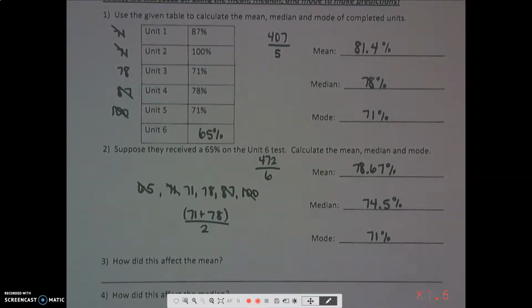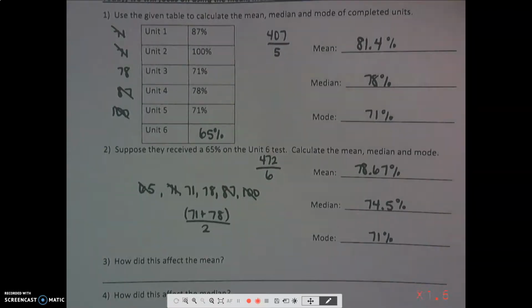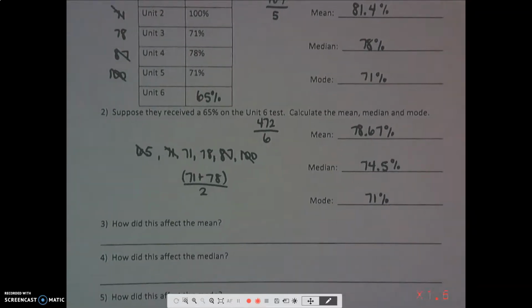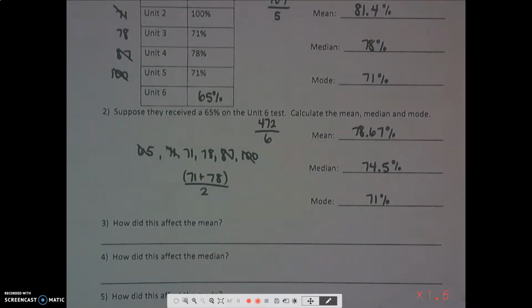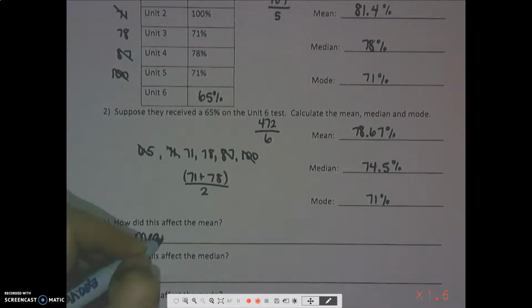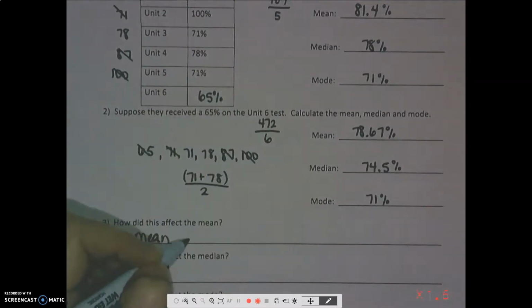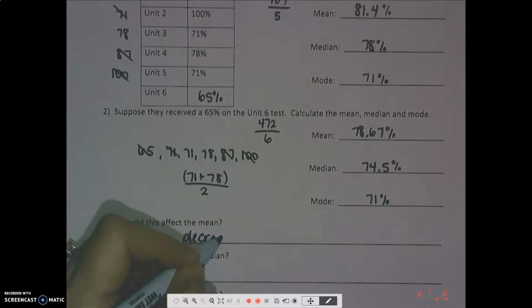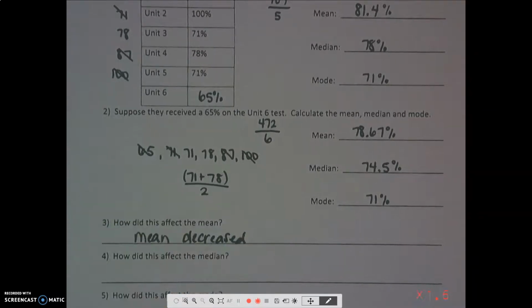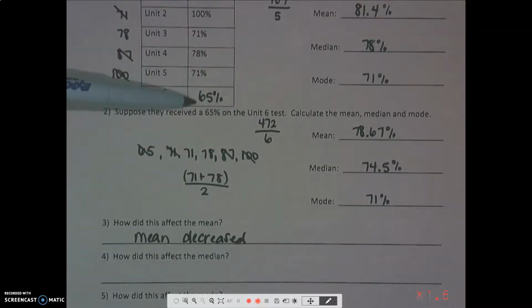So based on that information, how was each of those things affected? When we added in that 65%, how did it affect the mean? Well, the mean was 81.4% and it went to 78.67, so the mean decreased. Why do you think that is? So here, since the mean was 81.4 and we got something that was lower than that, of course it's going to bring it down. Okay.